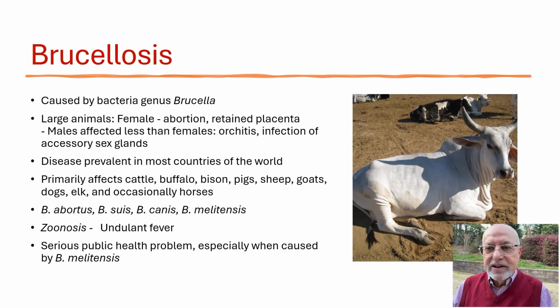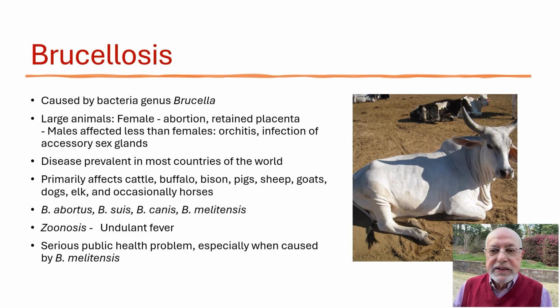So the third disease I would like to discuss is brucellosis. Now, this is caused by bacteria, and in large animals, it's almost like a reproductive disease. It causes abortion and retained fetal membranes, and in males, it's not that common, but once it is, you can see orchitis and the bacteria gets into the accessory sex glands. It is prevalent in most of the countries in the world. It primarily affects cattle, pigs, sheep, and goats.